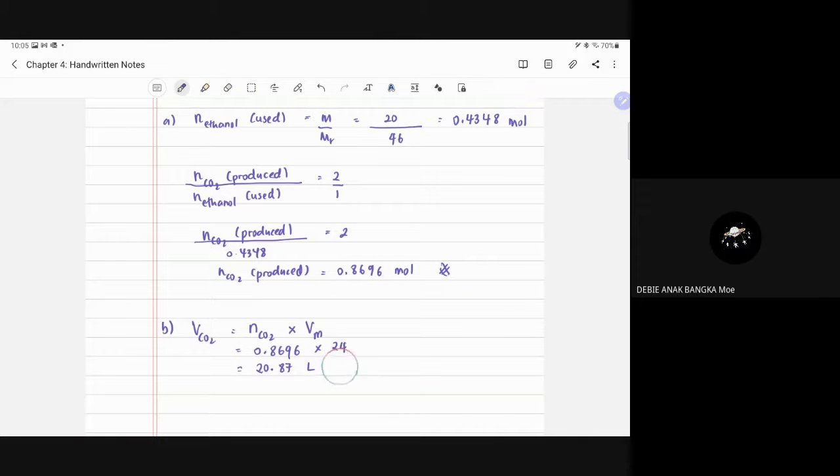So darabkan ini, darab 24, we should get 20.87 liter ataupun 20.87 decimeter cube. That would be the answer. Okay, done.